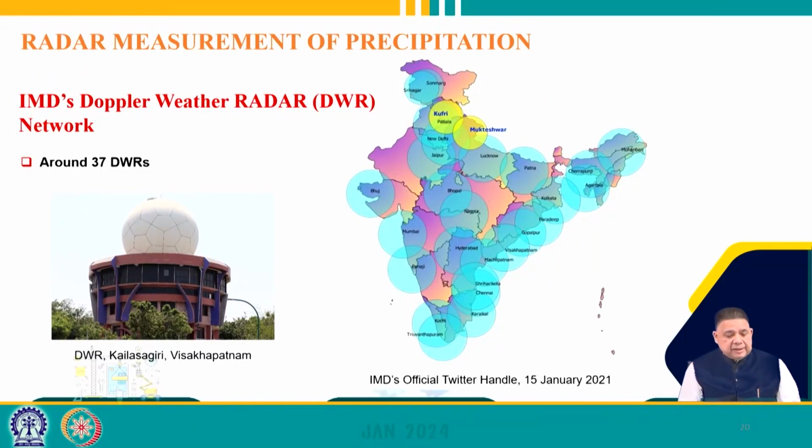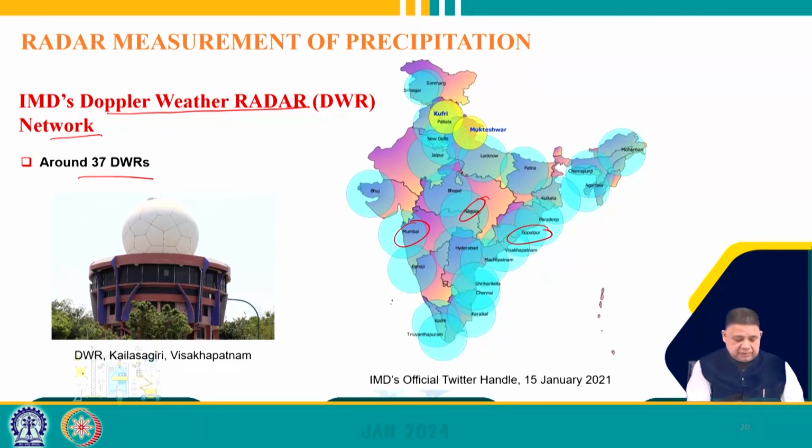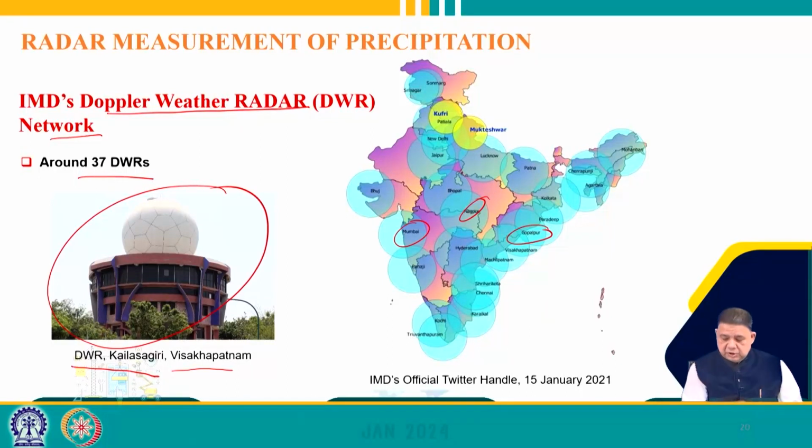In India, IMD also has a Doppler weather radar network. There are around 37 Doppler weather radars. You can see these are the locations: Mumbai, Nagpur, and Gopalpur, mostly in coastal areas, and some of the major airports in between. One such DWR, Doppler weather radar, is installed in Kailasgiri in Visakhapatnam, and you can see the picture here.